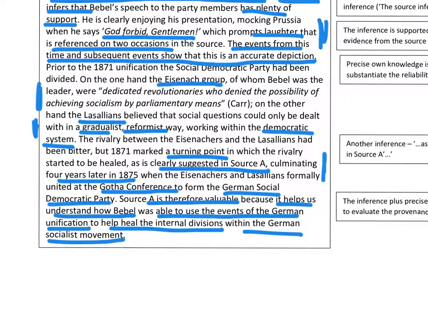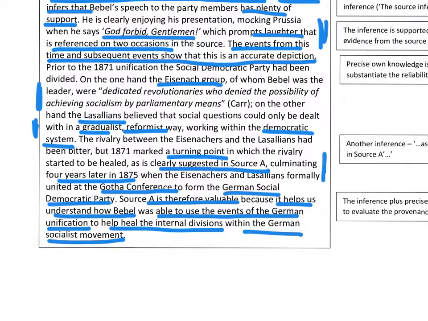So what we've done there, of course, is we've used precise own knowledge not just to substantiate the inference, but you've used precise own knowledge to evaluate the provenance of the source. You've developed a point about Bebel's motives, and that makes it useful. We've learned something about Bebel and about what made him tick, and how he used the German unification to create party unity. So even though what he says in the source might not be accurate, nevertheless this is incredibly useful because it's helping us understand something.